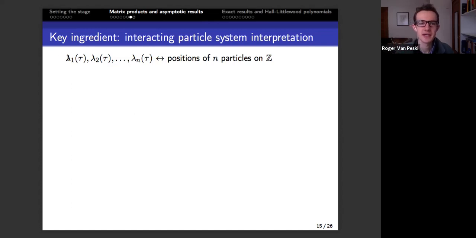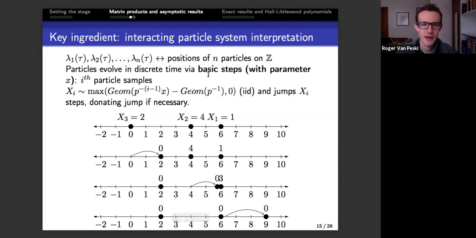So I'm going to identify these n integers, lambda 1 of tau through lambda n of tau, with the positions of n particles on Z. These particles can occupy the same location. And I'm going to define a discrete time evolution of these particles, which is going to model what happens when you take these matrix products. So to do that, I'll define what I'm calling here a basic step, and this is just a time step evolution of these particle configurations.